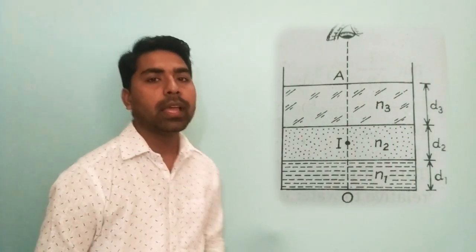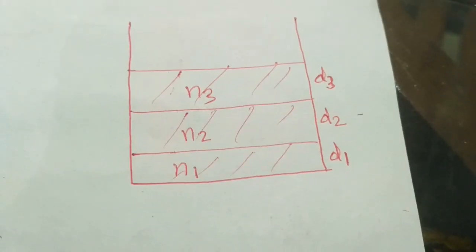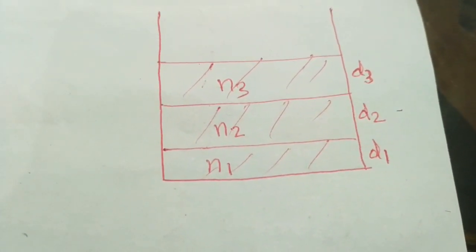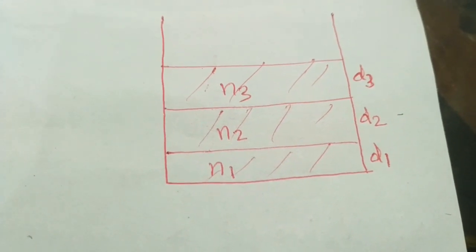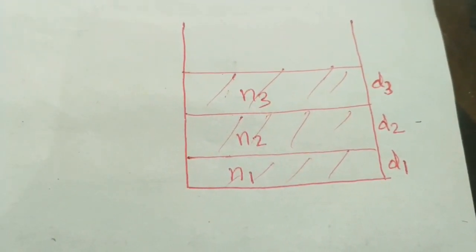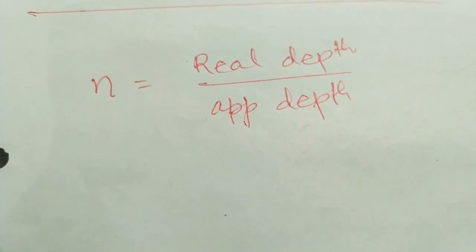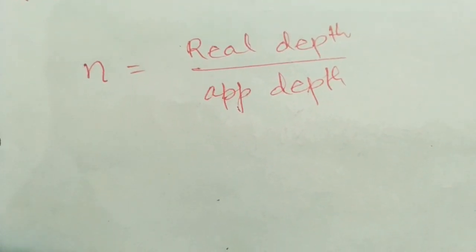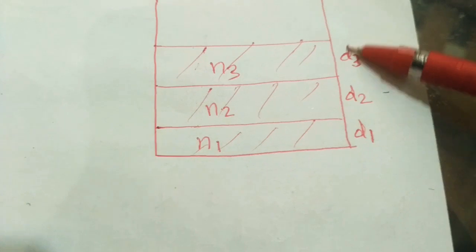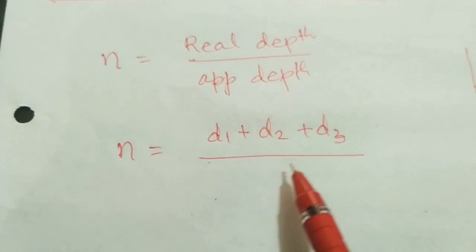But that was a single medium with respect to another medium. Suppose there are multiple parallel media, like this. At that time, what will be the relation between the refractive indices? Let's see. Considering these three parallel media of refractive indices N1, N2, N3, with the thicknesses of the media D1, D2, D3, then by the equation N is equal to real depth upon apparent depth, let's find the real depth now. Real depth is from here to here, meaning real depth will be D1 plus D2 plus D3.